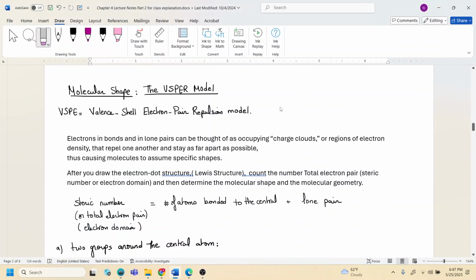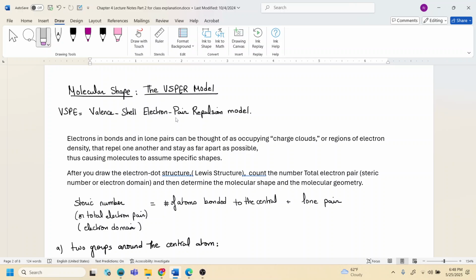In this part, we will talk about the molecular shape, the geometry, and the shape of the molecule. And this is called the VSEPR model. VSEPR is the abbreviation of the valence shell electron pair repulsion model. So, we want to know two things here. We want to figure out the shape and the geometry of the molecule.